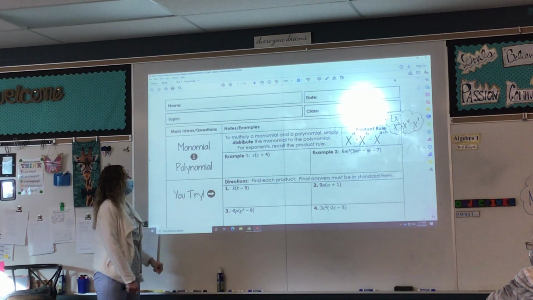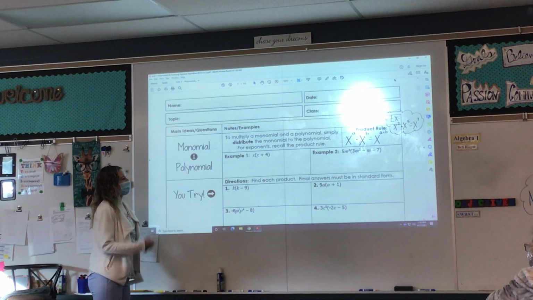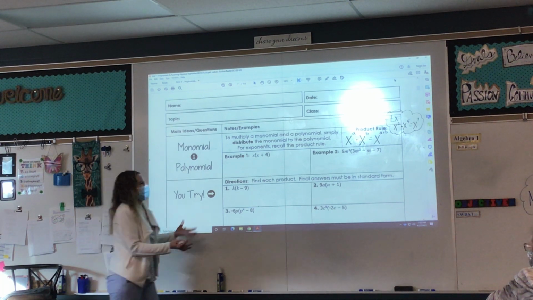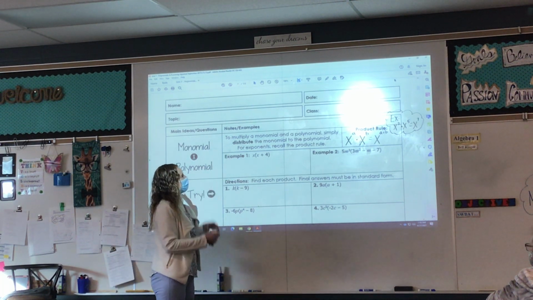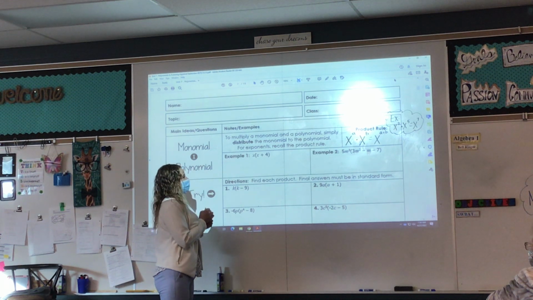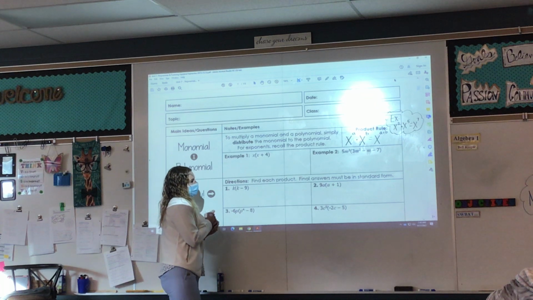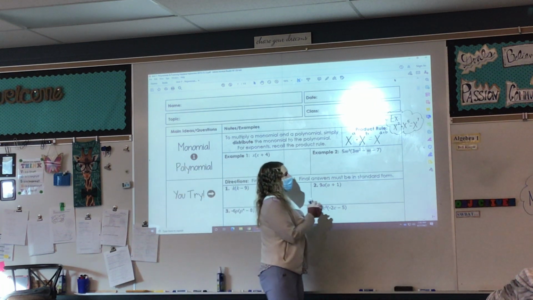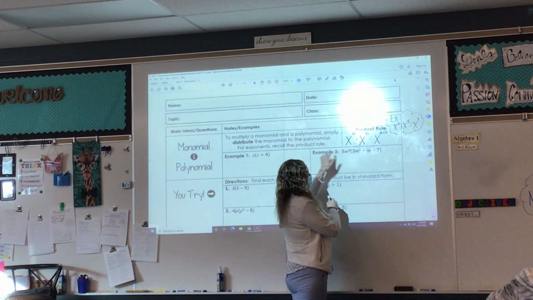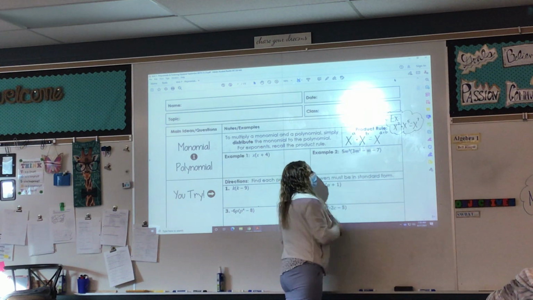A monomial is one term and a polynomial is many terms. We've been working with a lot of monomials, and when it tells us to multiply a monomial and a polynomial, we simply distribute, which tells me to multiply the monomial to the polynomial. And we just want to remember our product rule. When the base is the same and they multiply across, you add your exponents.